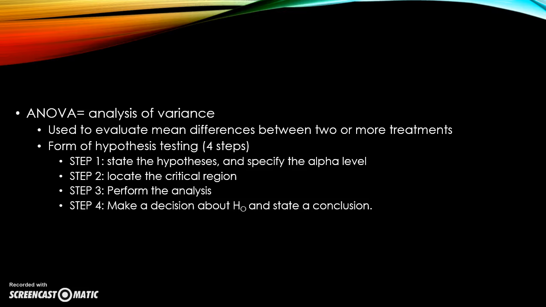We'll be doing an example after I explain the 4 steps and give some basic terms that you'll be hearing during this video. So step 1 of the hypothesis testing would be to state the hypotheses and specify the alpha level. There are 2 hypotheses that we'll have to state, which are the null hypothesis and the alternative hypothesis. And step 2 would be to locate the critical region.